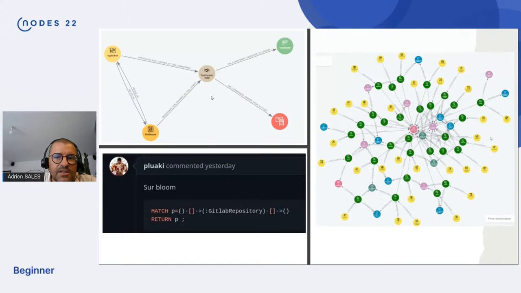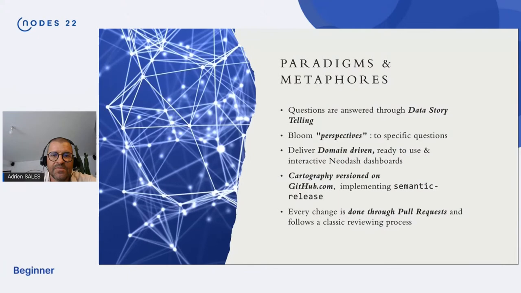This is very easy to interact with, and the query as a model is very easy to use. Cypher queries are also very easy to design. So sometimes we change the paradigm and there are new metaphors coming out. So first, the questions are repackaged as data storytelling, which means when you have a large question, you will create a storytelling with maybe dedicated dashboards. We use the Bloom perspective to answer a specific question because they are very easy to implement and deliver. Also, we deliver domain-driven dashboards, which means, for example, for bunker services or postal services or for technical debt. Each question has a kind of perspective.